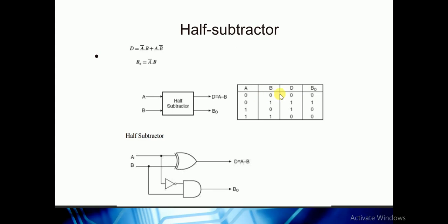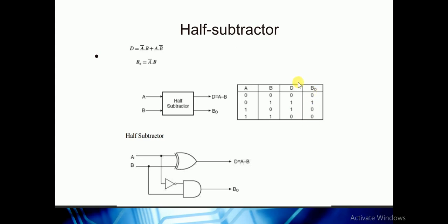So when 0 minus 0, it will give you 0 and borrow is 0. 0 minus 1, to perform this subtraction it has to borrow and it will give you a difference of 1. 1 minus 0, difference is 1 and borrow is 0. 1 minus 1, difference is 0 and borrow is 0.